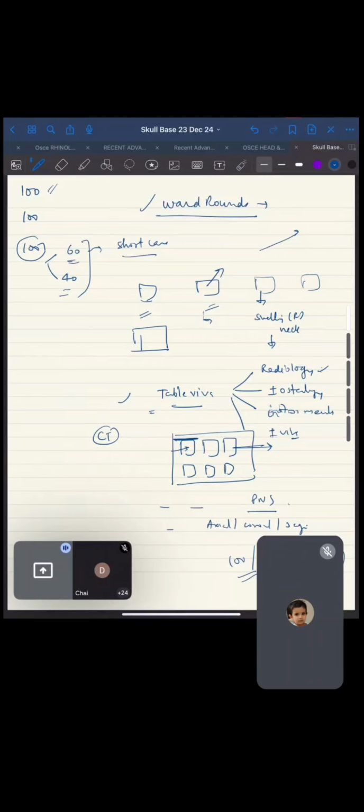Work hard on your long case. Still you have 2 full weeks. In case you get stuck or have some issues, please let me know. I'm here for the long case, but please clear it properly. If you clear it, the chances of you clearing the exam will increase manifold.